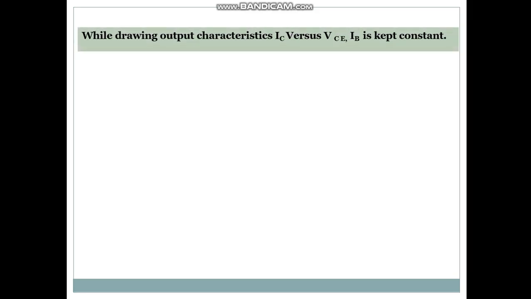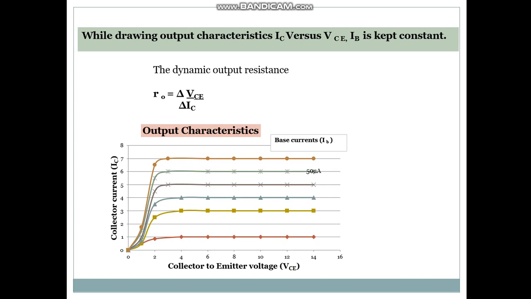While drawing the output characteristic, IC versus VCE, IB is kept constant. The dynamic output resistance RO is equal to delta VCE upon delta IC. This is the output characteristic. It is the collector current IC versus the collector to emitter voltage VCE. The base current is kept constant. As the base current goes on increasing, the collector current also goes on increasing. Thank you. We'll continue next time.